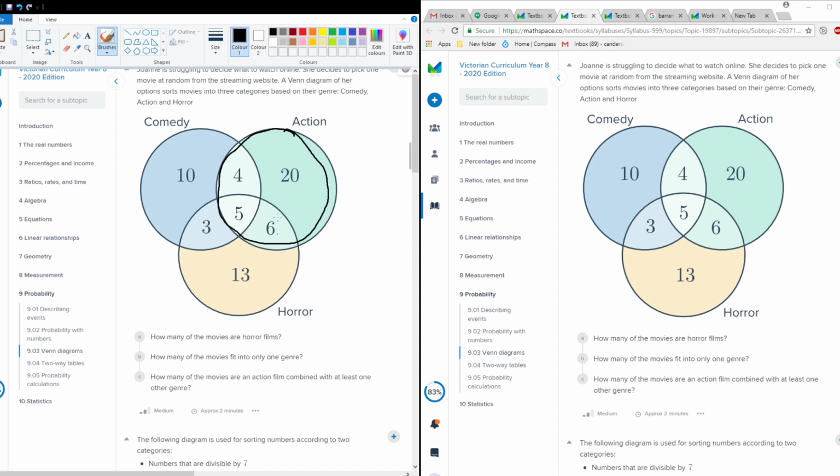So we need the numbers that are in extra circles because these ones here are in 2 movie genres. These are in 3 and this one's in 2, but this one's only in 1. So we want at least one other genre. So this one's only in action, so we don't want it. So the numbers that are left are the ones that we would need to add together.